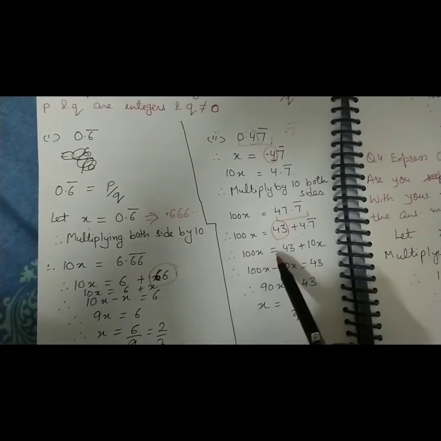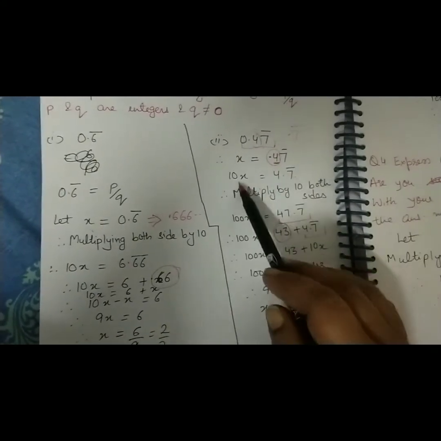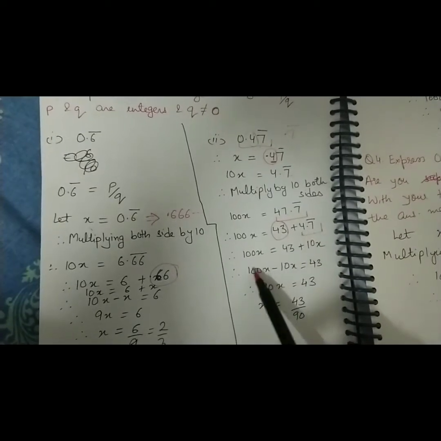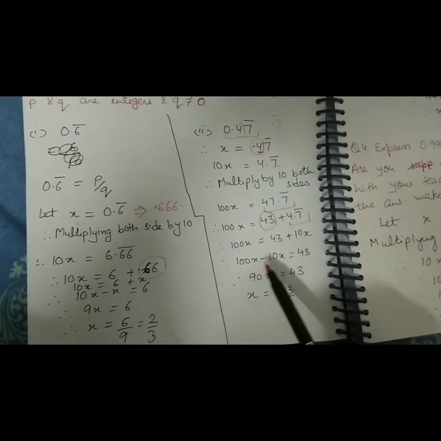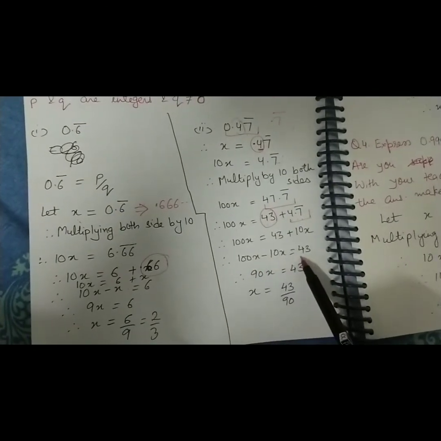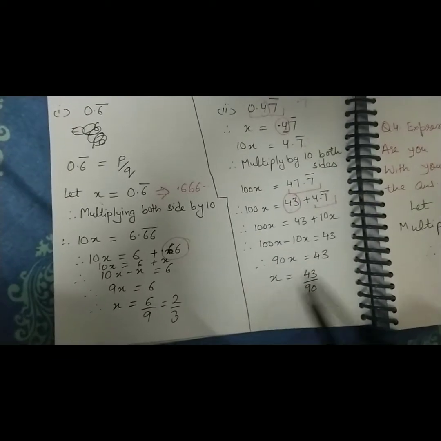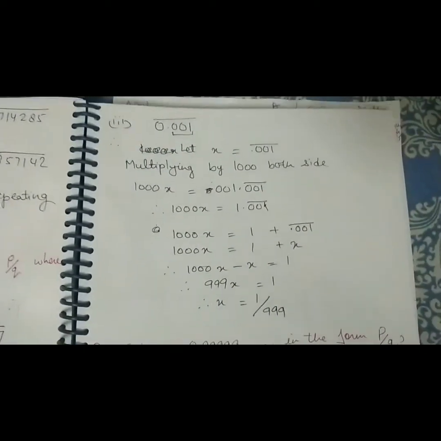Now 100x will be equal to 43 plus 10x, since 4.7 bar is 10x. So we have put 10x over here. Then we put like terms together. 100x minus 10x is equal to 43. Therefore 90x is equal to 43. Therefore x is equal to 43 by 90. Understood? Now we will move towards the third part of it.